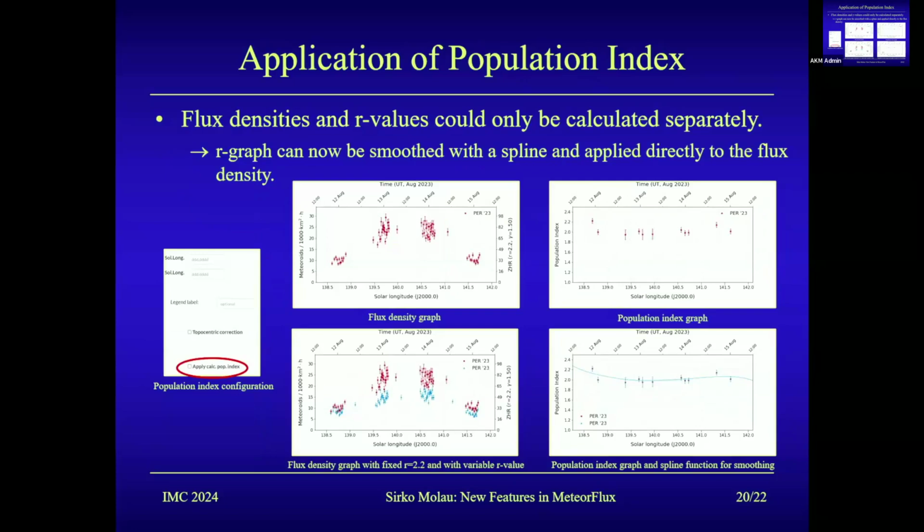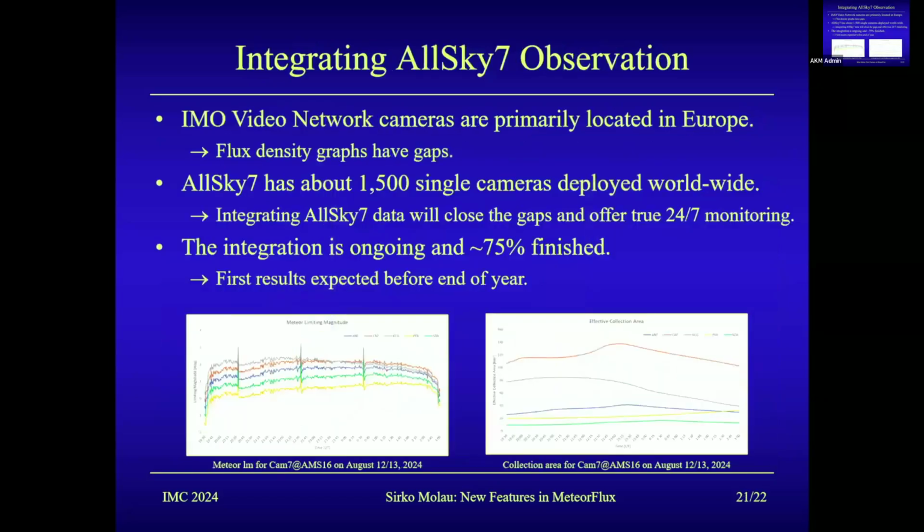So this is a comparison. The red graph is a standard with a fixed population index 2.2, and the blue one is really applying the population index that is observed from the data. So this is a new feature that you can use now with MeteorFlux, not just calculating them separately, but applying it directly. And my very last slide, unfortunately, something which I did not manage to finish for the IMC.